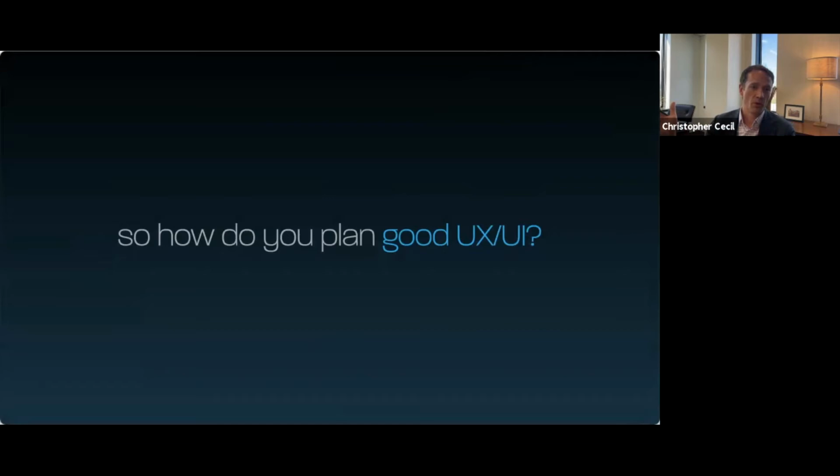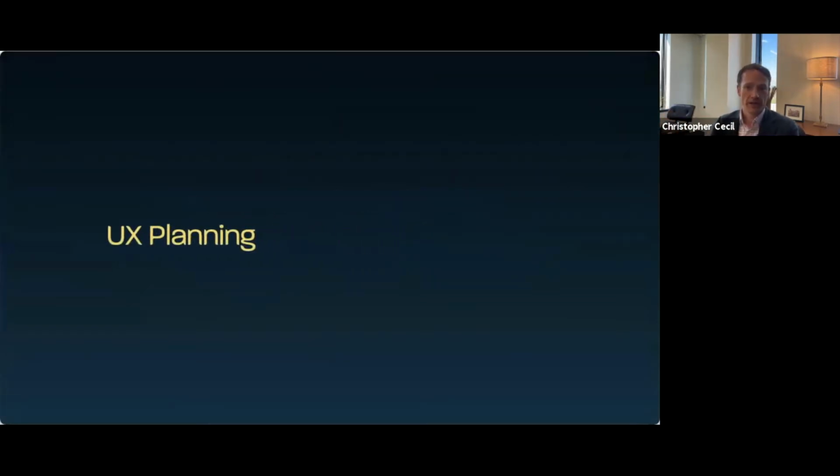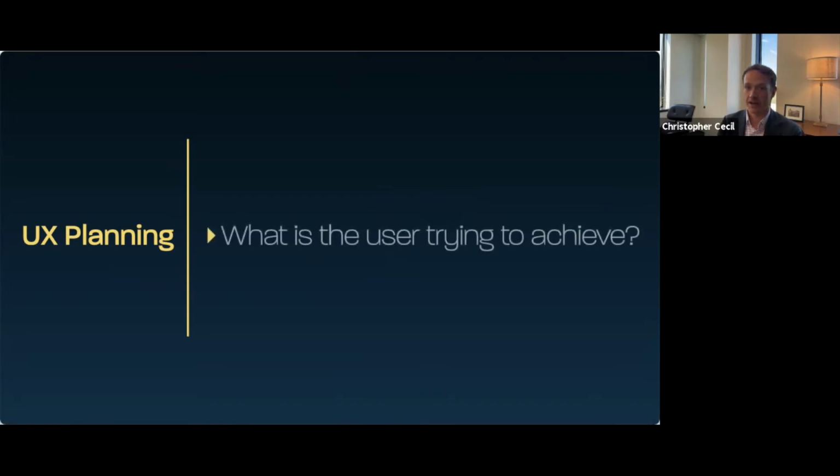Okay, so how do you get there? Let's talk about what's involved on both sides of the equation. How do you do good UX planning? How do you plan for a great user experience? UX planning is a much more analytical approach. So when you're trying to determine the best UX approach, you want to consider questions like, it seems kind of obvious, but what's the user trying to achieve?